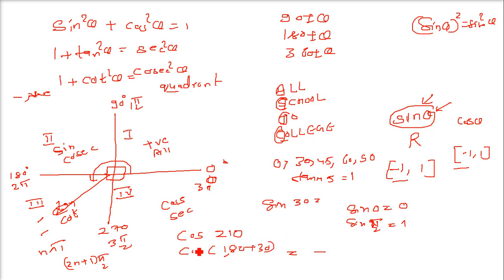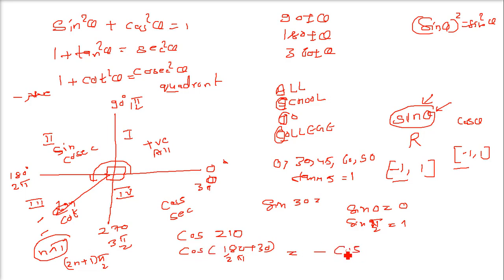Now second thing, just see, this is 180, that is, we are talking about 2 pi. And as I said, when we have n pi, the value is not going to change. Cos is not going to be changed. So that cos will remain as cos.